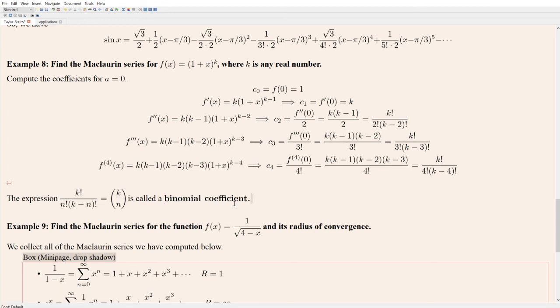These show up all the time. If you've taken a statistics course, I guarantee that you've seen these. So yeah, this is a well-known pattern. So the general term, the nth coefficient, and this pattern does continue here and here if you want to verify that, is literally just the binomial coefficient.